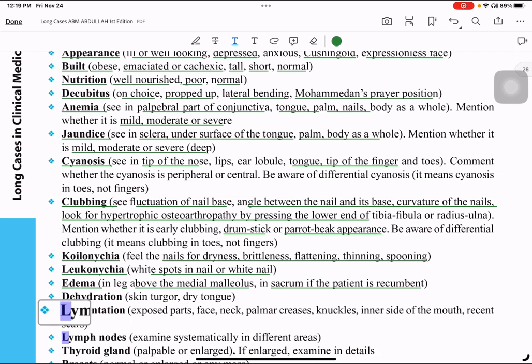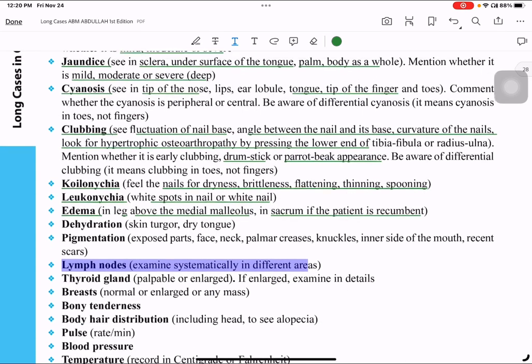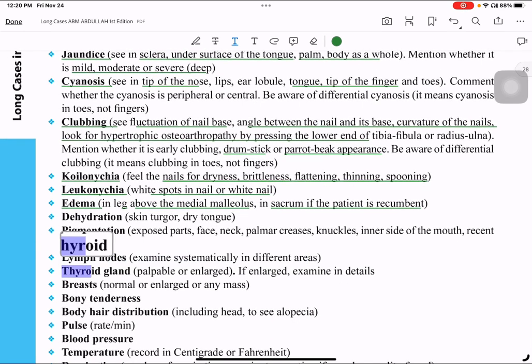We must examine the lymph nodes in different sites of the body, like the neck area, the axilla, the groin, and the abdomen. In the different parts of the body, we must look for lymph nodes systematically. Then we have to look for the thyroid status.